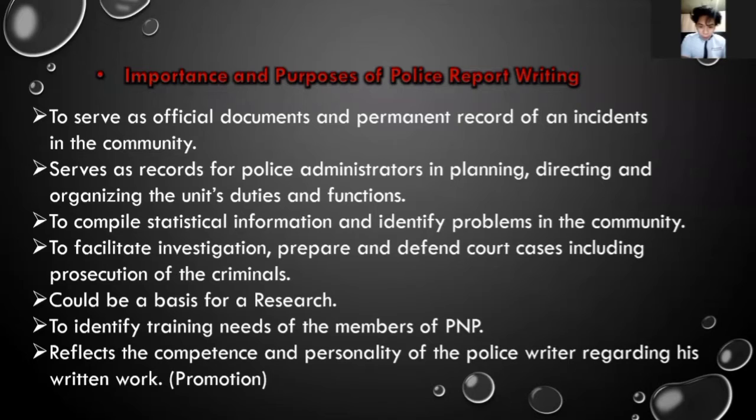Importance and purpose of police reporting: to serve as official document and permanent record of an incident in the community; to serve as records for police administration in planning, directing, and organizing the unit's duties and functions; to compile statistical information and identify problems in the community; to facilitate investigation, prepare and defend court cases including prosecution of criminals; could be a base for research; to identify training needs of the members of the PNP; and to reflect the competence and personality of the police officer regarding his written work, for promotion.